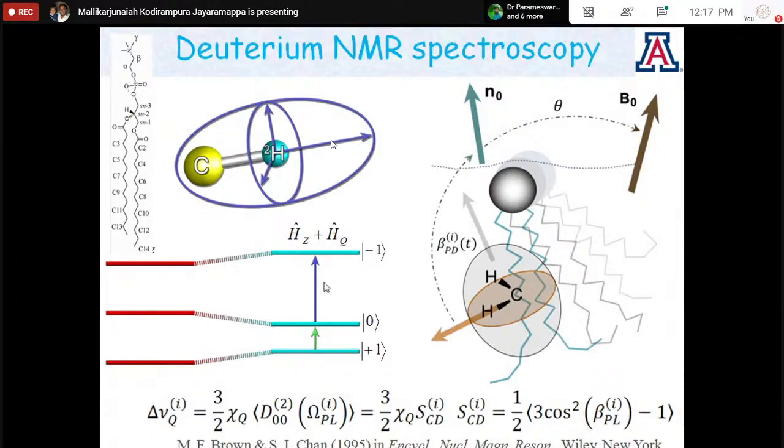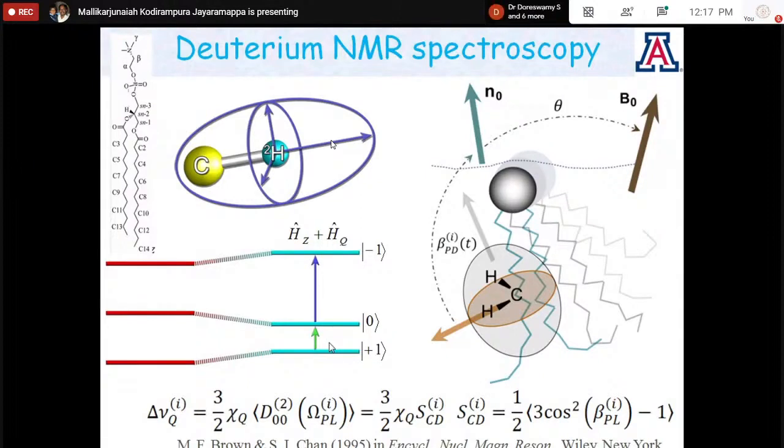And the bottom line here is, if I measure the deuterium NMR of a particular lipid system, I get two peaks. One has a slightly higher energy with respect to the Zeeman interaction, and the other has a slightly lower energy. Therefore, we do get two peaks.